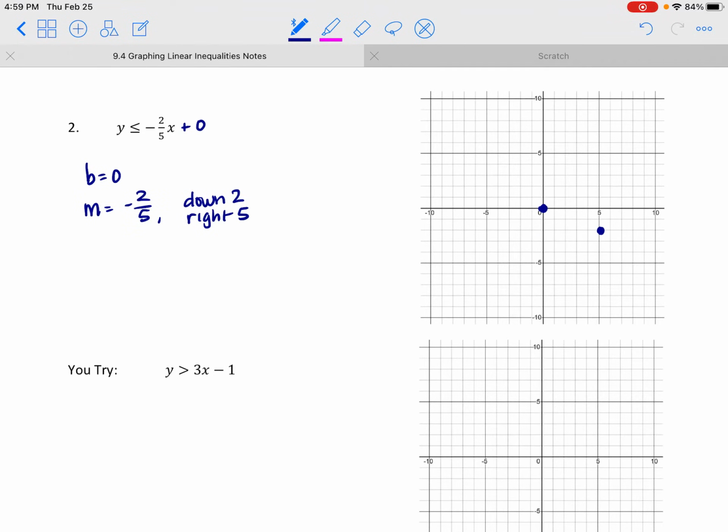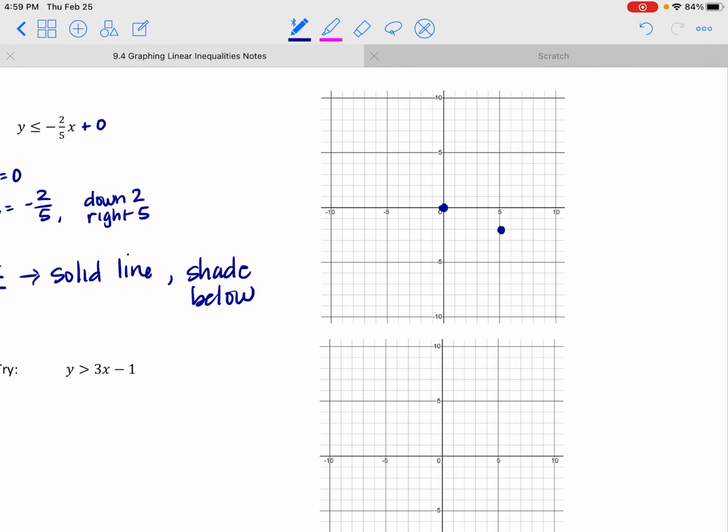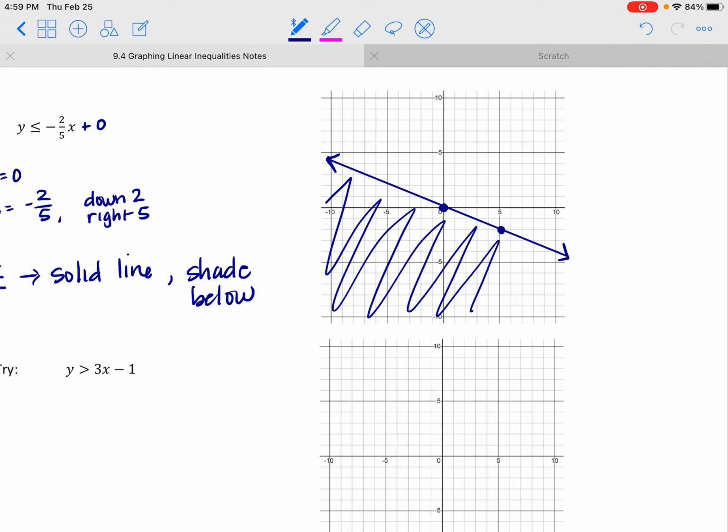Now when I connect them, I have to look at my symbol, which is a less than or equal to symbol. That is telling me to make a solid line. That equal to means all the points on the line are solutions, and because it's less than, it's telling me to shade below. So I'm going to connect these 2 points with a solid line, and that's pretty awful. Let's try that again. That's a little better. We're going to connect those with a solid line, and all of the points below are also going to be in the solution region. Okay, so we're calling this the solution region.